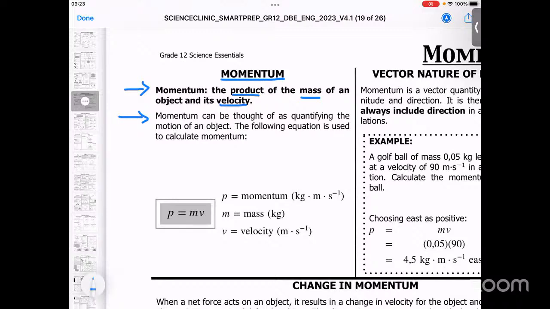Obviously, when something is in motion, that's if it is moving, that object will definitely have a mass. So that is why we talk of two things: that object which has a mass, and its velocity. So the product of those two things gives us the momentum.